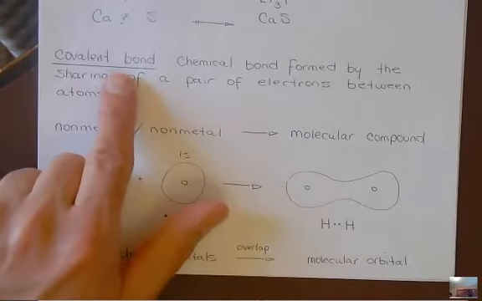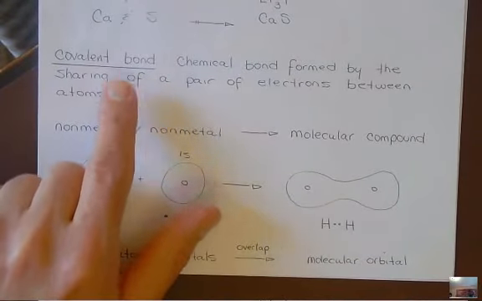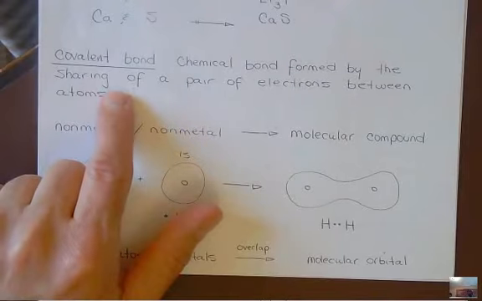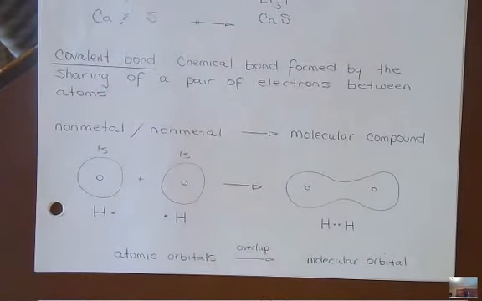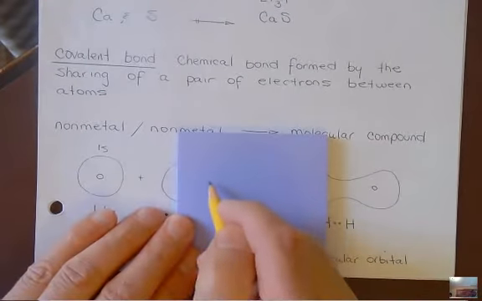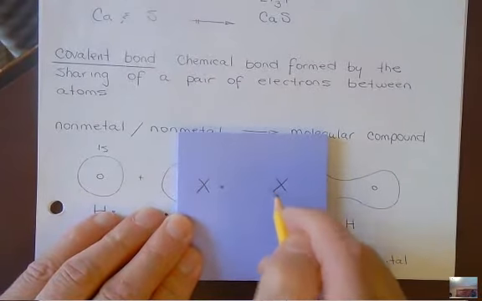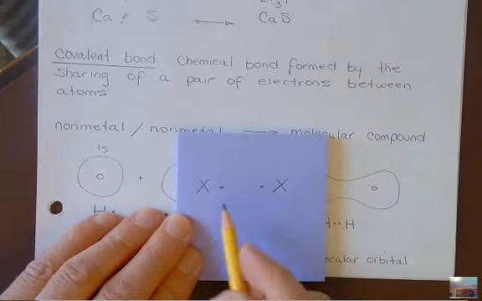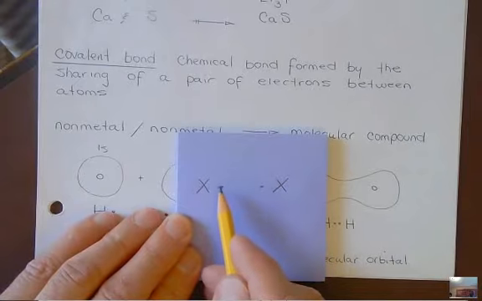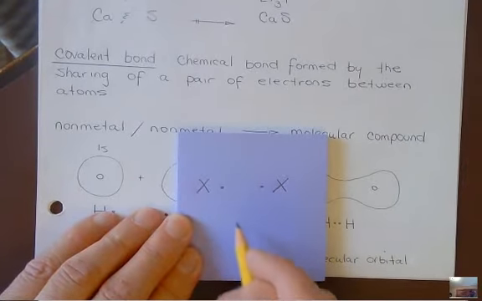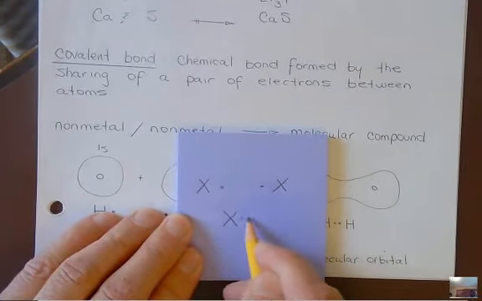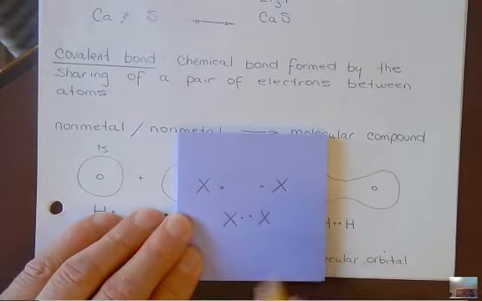Okay, so a covalent bond is a chemical bond formed by the sharing of a pair of electrons between atoms. So when we draw them, we are always going to be working in groups of 2. You can think about 1 electron coming from one of the atoms and another electron coming from the other atom. They're both kind of unstable. They would rather make a pair, so they get together like this, where they share that pair of electrons.